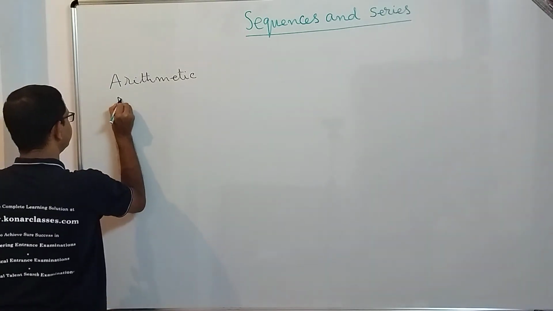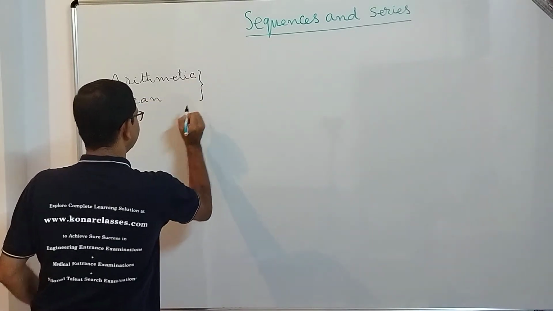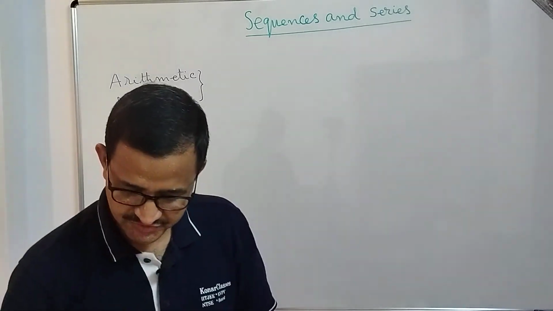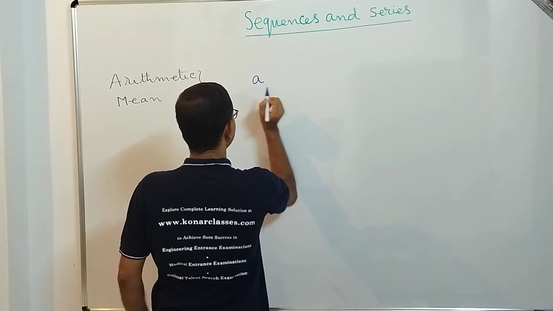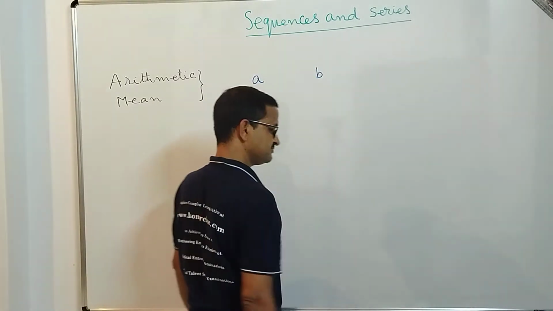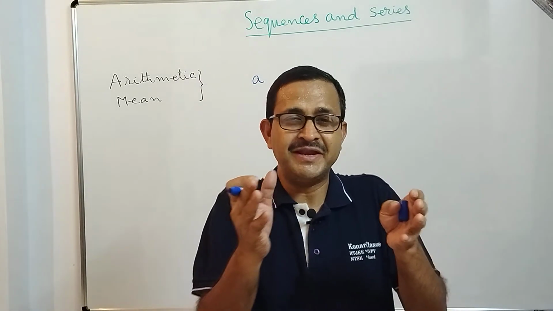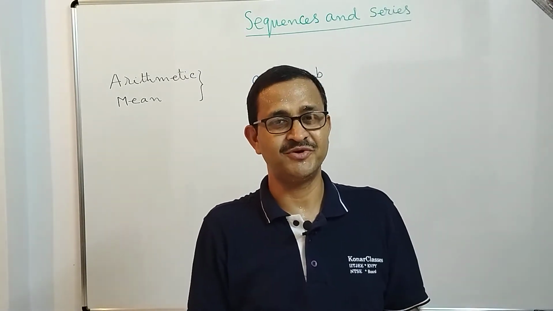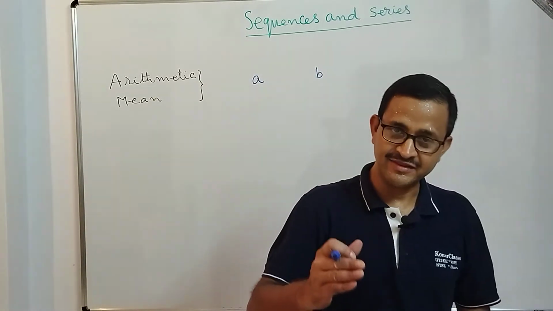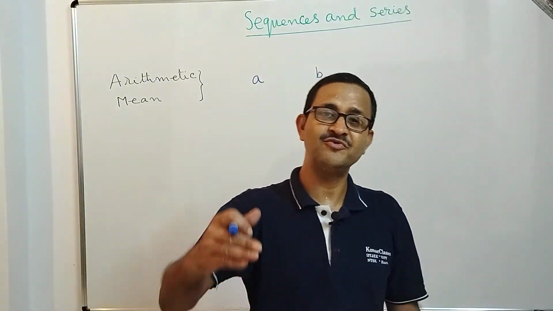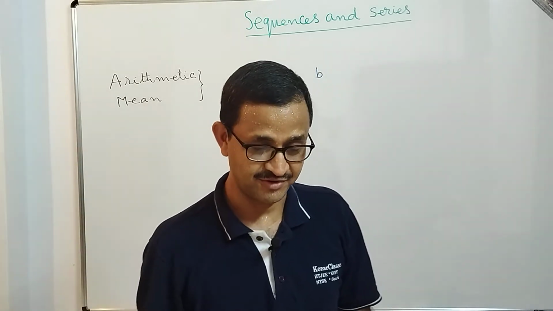Arithmetic mean. Let us understand what arithmetic mean is. Dear students, let us consider there are two numbers. One number is A and another number is B. These two numbers are any two numbers, and we can always say they are in arithmetic progression, because their difference is B minus A. As there is no third term, we are not able to verify whether the common difference is valid with the second term and third term or not.